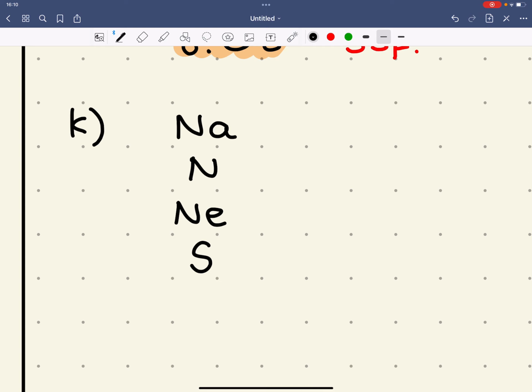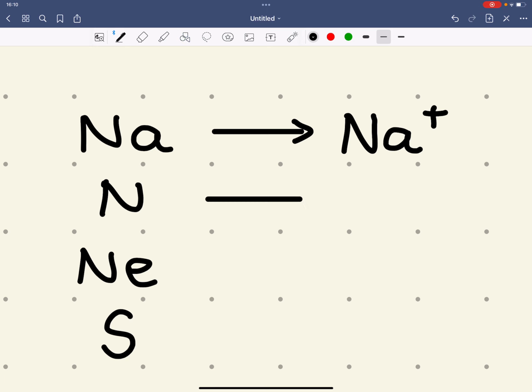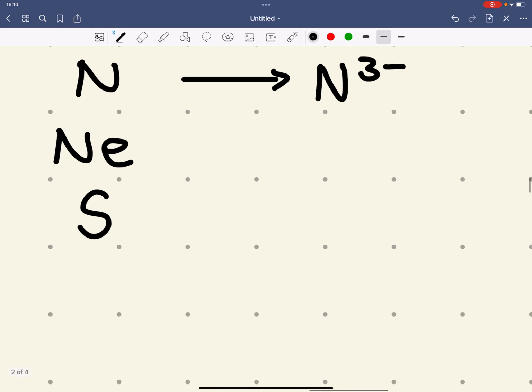So we've got to form an ion, and we've got to think what happens when these atoms form ions. When sodium forms an ion, it forms a positive ion. Nitrogen, when it forms an ion, would actually form an N3- ion. Neon doesn't form ions, so it doesn't really have an ionic radius. So we can rule that out straight away.